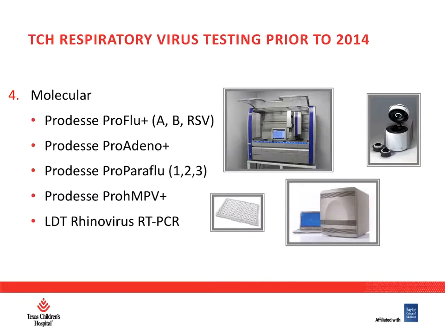And we were extracting respiratory samples on the Qiagen Symphony. This is prior to 2014, and all the Prodessa assays we would then run on the 96-well plates on the ABI 7500 instrument, and the lab-developed Rhinovirus RT-PCR was done on the LightCycler. And all the testing for respiratory viruses was batched once a day, at least 5 days a week, sometimes 6 days a week during the respiratory season.